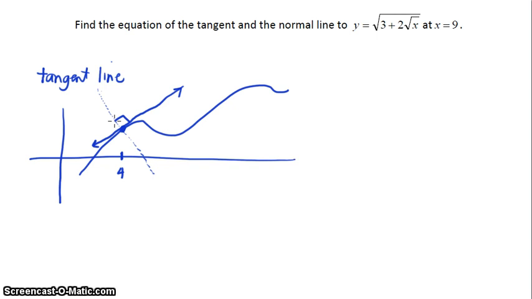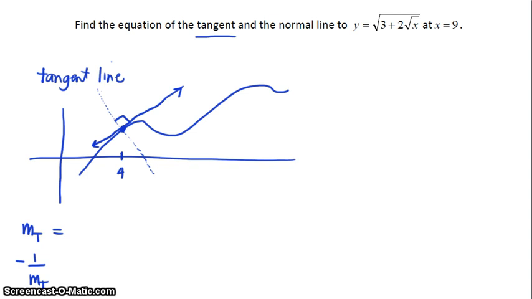So normally in a problem like this, where you have to find both the tangent line and the normal line, the first thing that you have to find is the equation of the tangent line, because the normal line will be derived from the equation of the tangent line. Please take note that tangent line and normal lines are perpendicular to each other, meaning in terms of slope, so say if the slope of the tangent line is mt, the slope of the normal line will be -1 over mt.